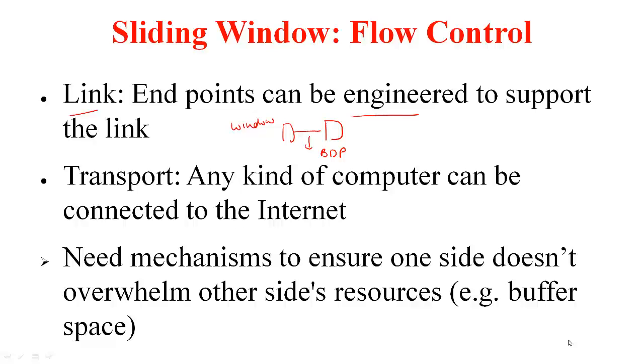Whereas if you're doing sliding window at the transport layer, any kind of computer can be connected to the internet. So it could be a dumb terminal which cannot allocate more than, let's say, 4 kilobytes for the receive buffer, or it could be the latest computer in the market that doesn't mind allocating 1 megabyte for the buffer. So if at the sending side you are using a 1 megabyte window, then you're going to overwhelm this dumb terminal. So you need mechanisms to ensure that one side doesn't overwhelm the other side's resources. This is part of flow control.